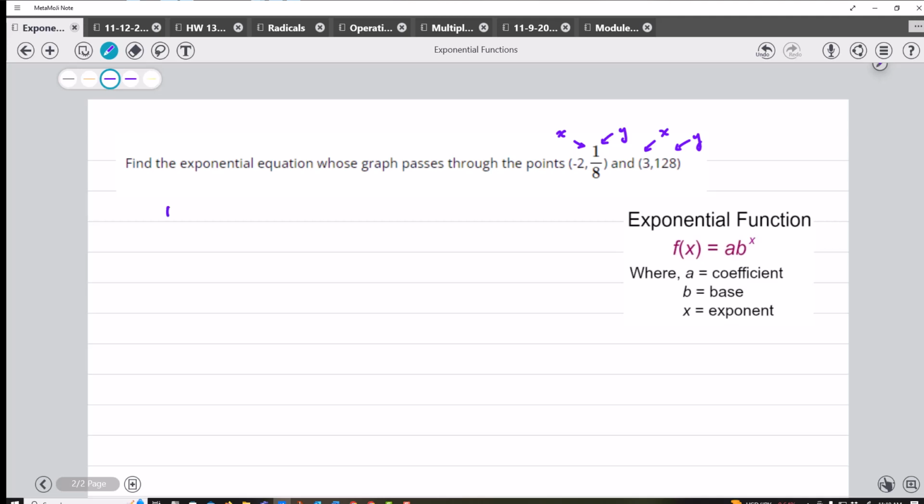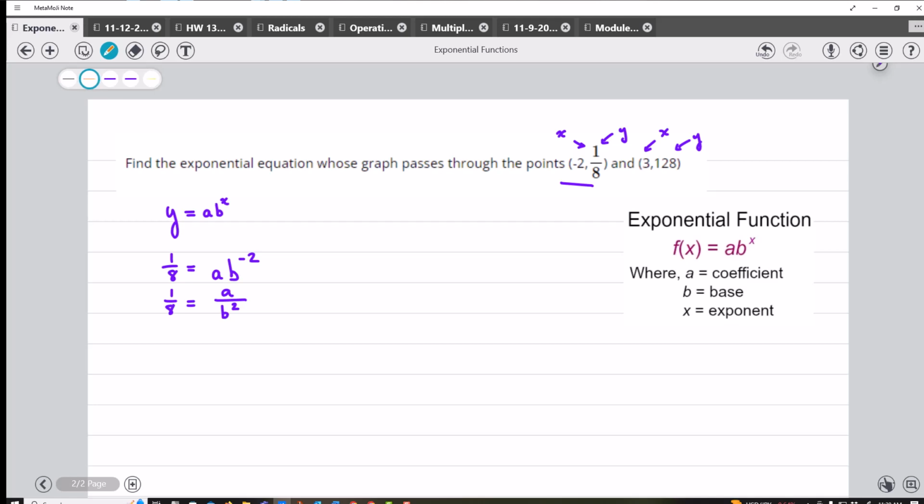So if I rewrite it as y equals a b to the x, this first equation here then would be 1/8 equals a b to the -2, right? Because my -2 is my x value. And so I can rewrite that -2. Remember, if you bring it down below, it makes the exponent positive. So if you write it as a fraction.